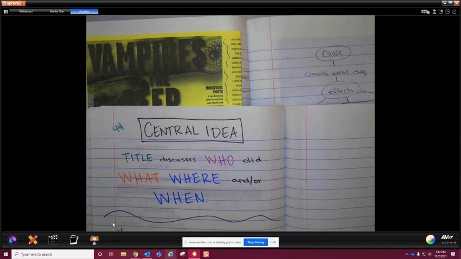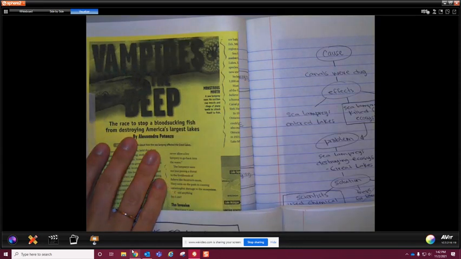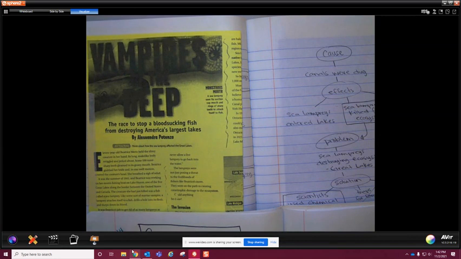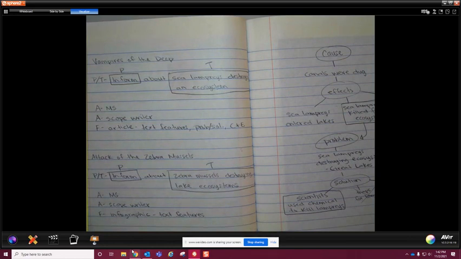to make sure we're getting the central idea of the whole piece. So anyways, we ended up trying to find the central idea for Vampires of the Deep. And so if you need to reread that, that's fine. The majority of the kids didn't have to reread. They kind of understood what it was about, especially since we had this right here. So Vampires of the Deep, and we went through what we said about it last time.